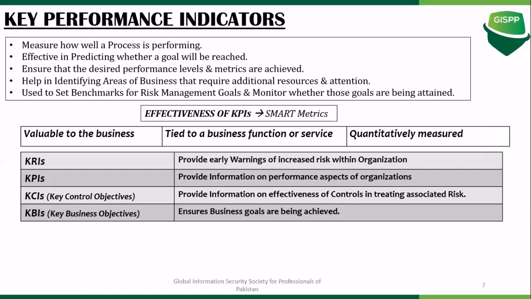So one example that I can give over here is, let's say for your perimeter defenses, you brought in a firewall to be installed at your perimeter. So what is the key objective of this control? Is to make sure that no unauthorized traffic gets in. So your KCI should tell you how effective your control is in treating this risk. The purpose of having those firewalls is not to just stay up and running. The key control objective is to make sure that no unauthorized traffic gets in. So how effective this firewall is in preventing any kind of incoming traffic into your network.